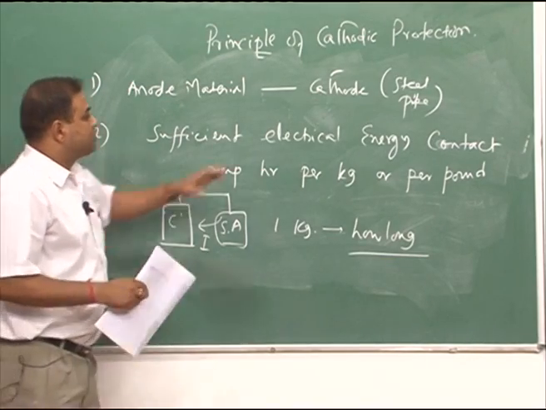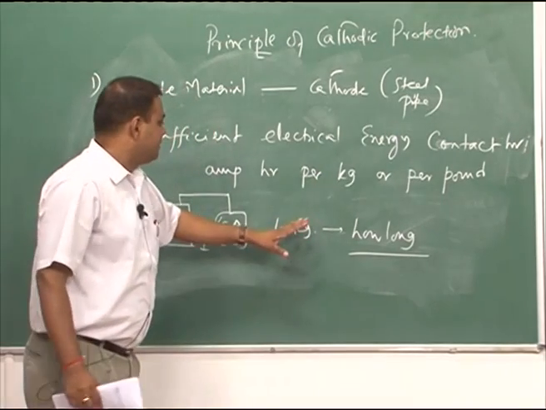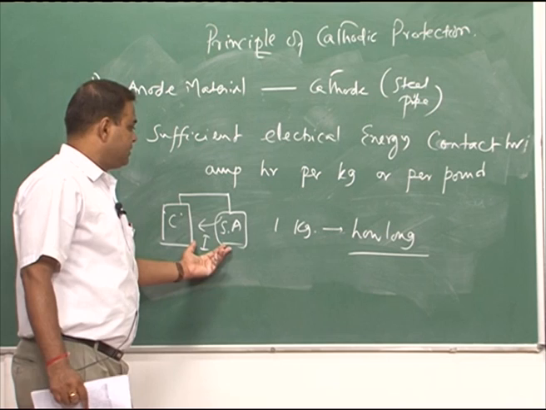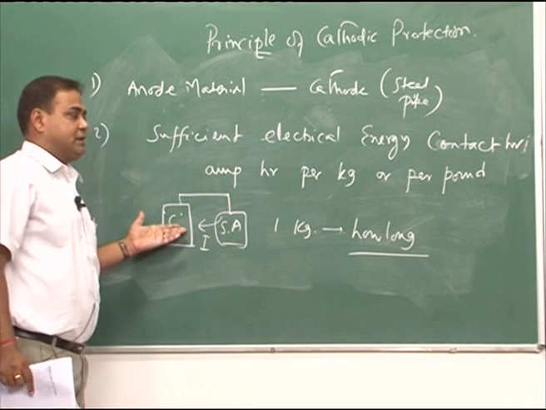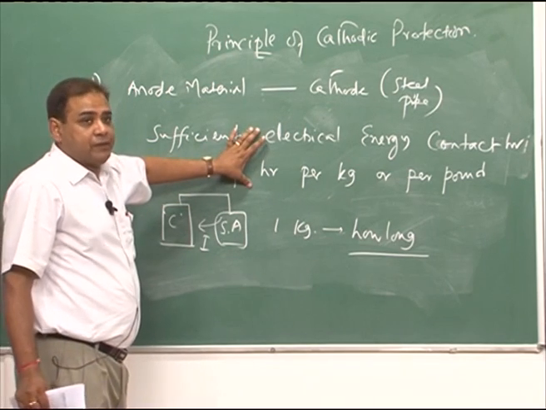Electrical energy contact hour, I could say contact hour. So, how long can it protect this system if we send 1 ampere current from the sacrificial anode to the cathode material? So, this should be sufficiently high.